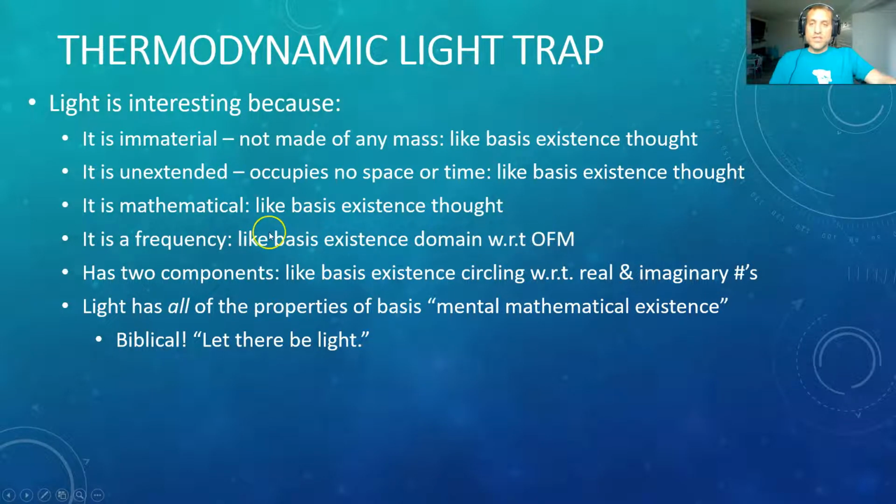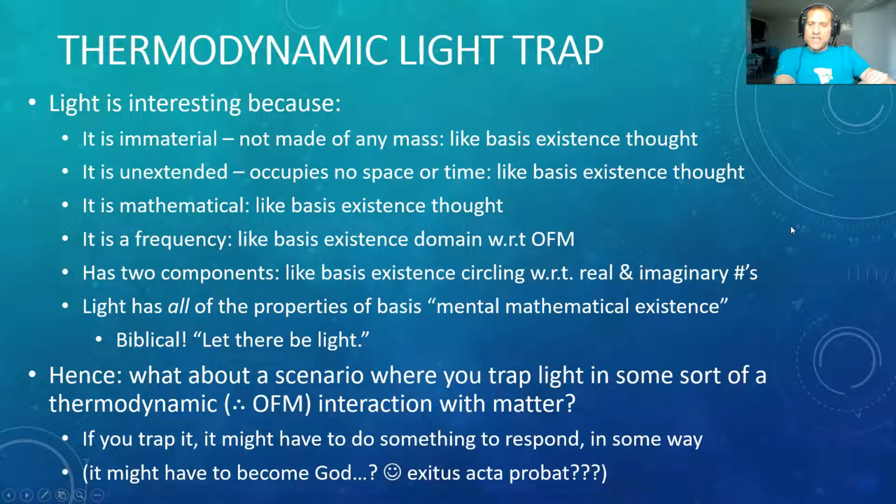And that connects to ontological Fourier mathematics as a series of frequencies, that all frequencies will exist. Light has two components, like basis existence, circling, with respect to real and imaginary numbers. So light has a magnetic and an electric component. Well, that's just like the circling with its real and imaginary component. So wow, there's so much that's similar between light and a circling. That's amazing, right? And basis existence. So light has all of the properties of basis mental mathematical existence. Well, that's just neat. That sort of relates to that biblical statement, let there be light, right? So an Abrahamist might be able to recognize that once you describe this to them.